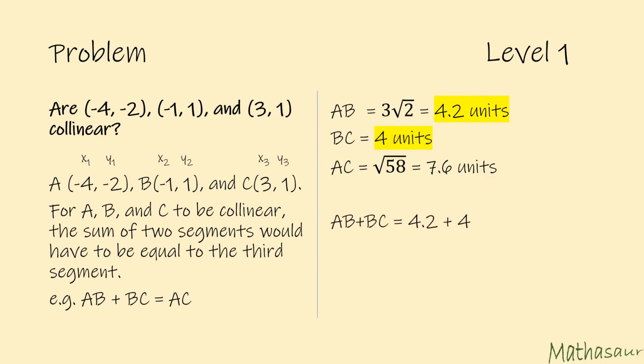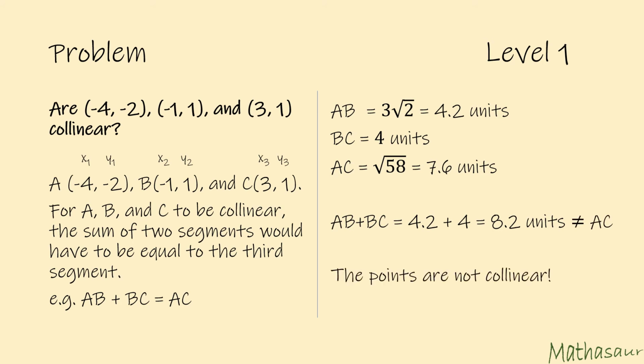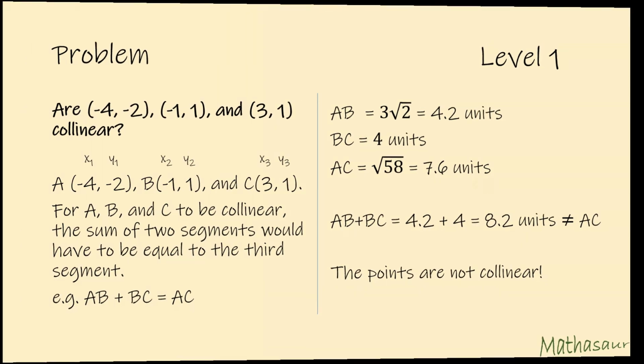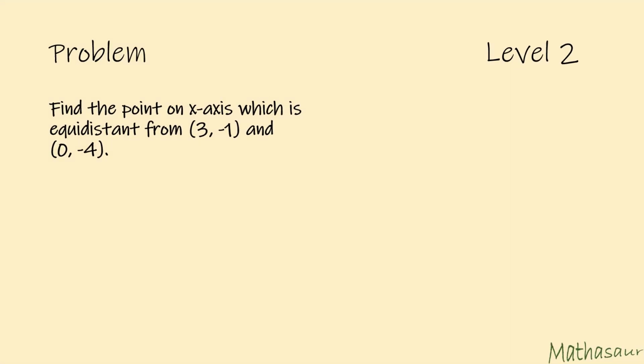Now let us select two sides which are shorter out of these three and add them. So AB plus BC gives me 4.2 plus 4, which is 8.2 units. Clearly, this is not equal to AC. Hence, the points are not collinear. Let us look at another problem.